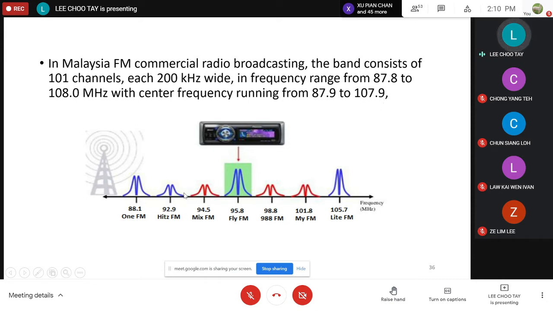So this picture basically shows you some of the typical or more popular FM radio stations in Malaysia. For One FM, we need to tune in to 88.1 megahertz in order to receive the broadcast. So basically, this is the center frequency. Then Hits FM is centered at 92.9, Mix FM at 94.5 and so on.